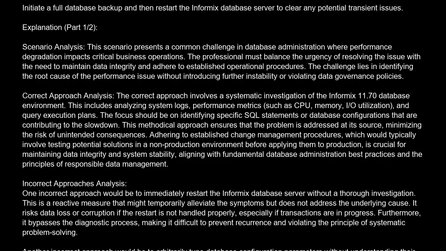Incorrect approaches analysis. One incorrect approach would be to immediately restart the Informix database server without a thorough investigation. This is a reactive measure that might temporarily alleviate the symptoms, but does not address the underlying cause. It risks data loss or corruption if the restart is not handled properly, especially if transactions are in progress. Furthermore, it bypasses the diagnostic process, making it difficult to prevent recurrence and violating the principle of systematic problem solving.